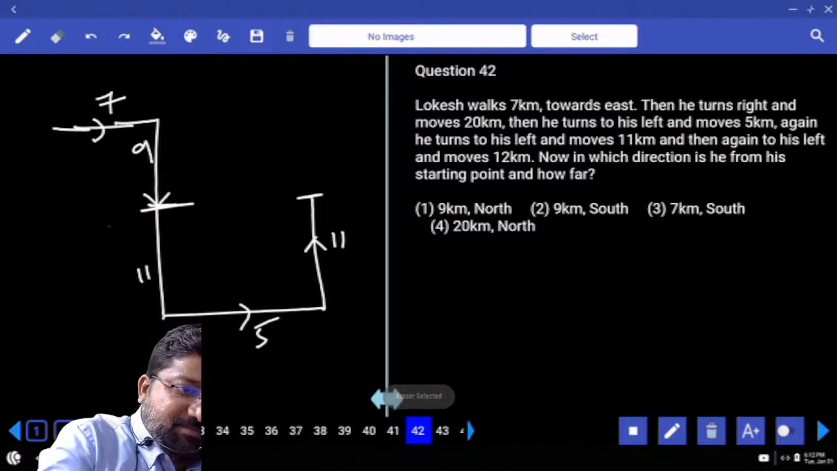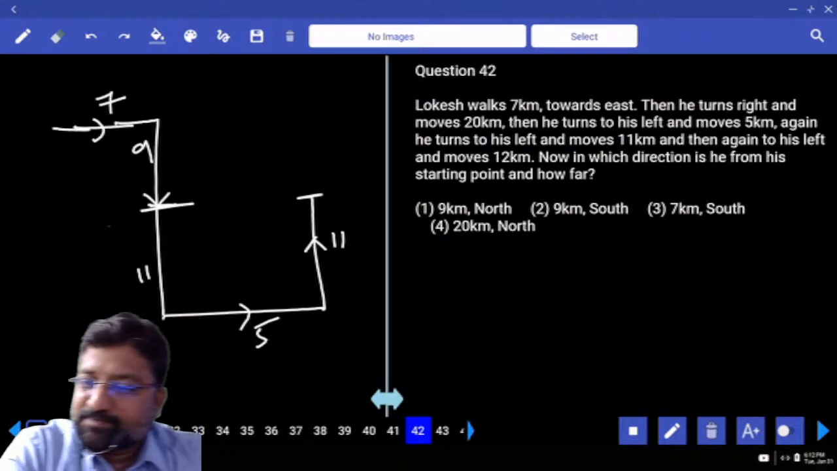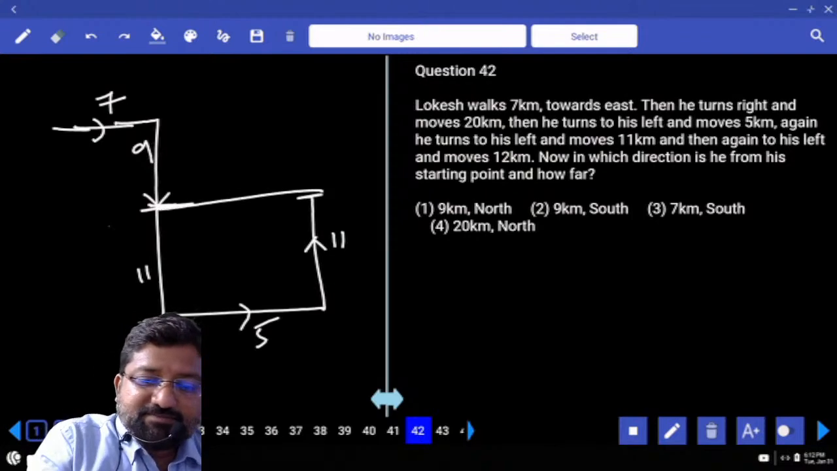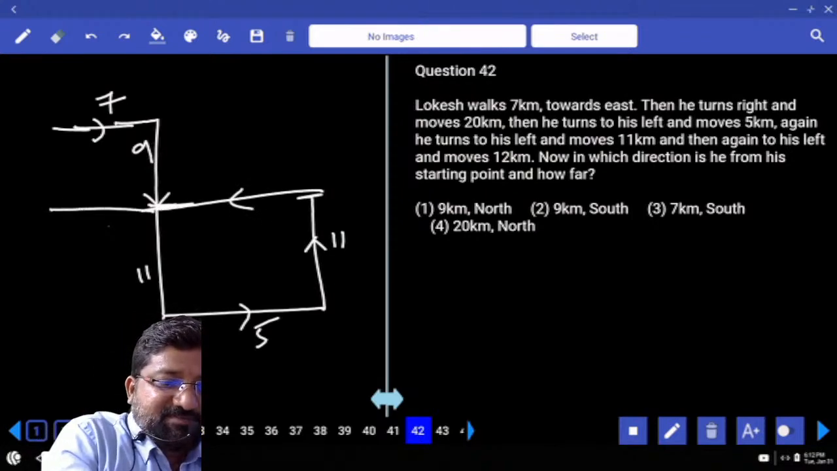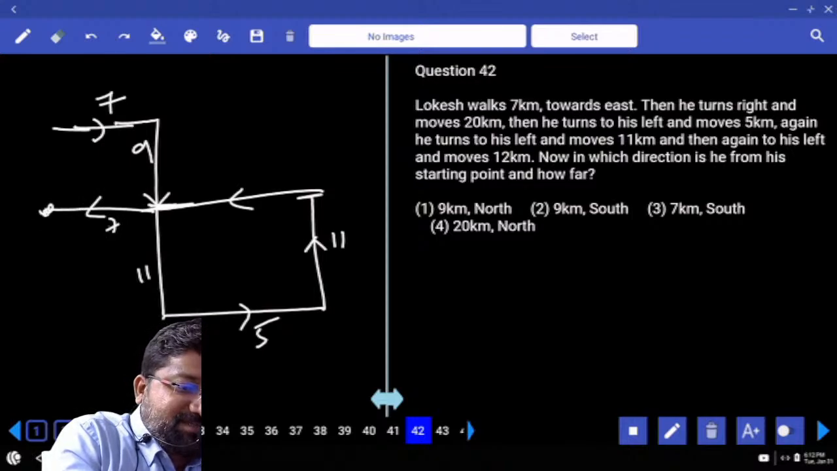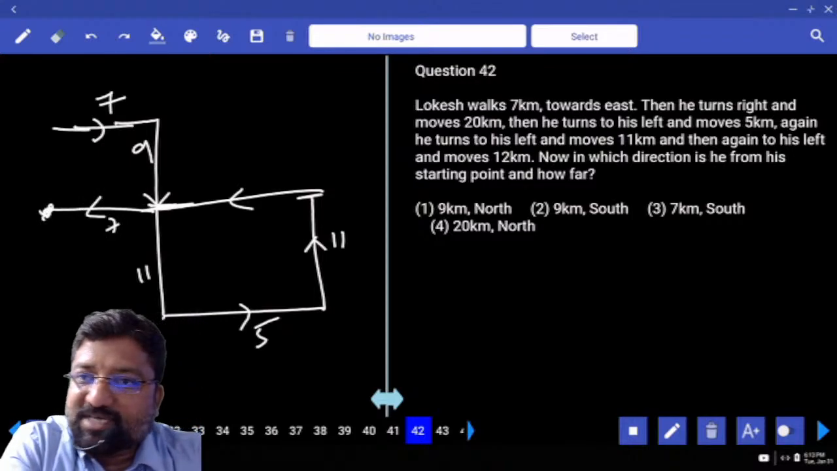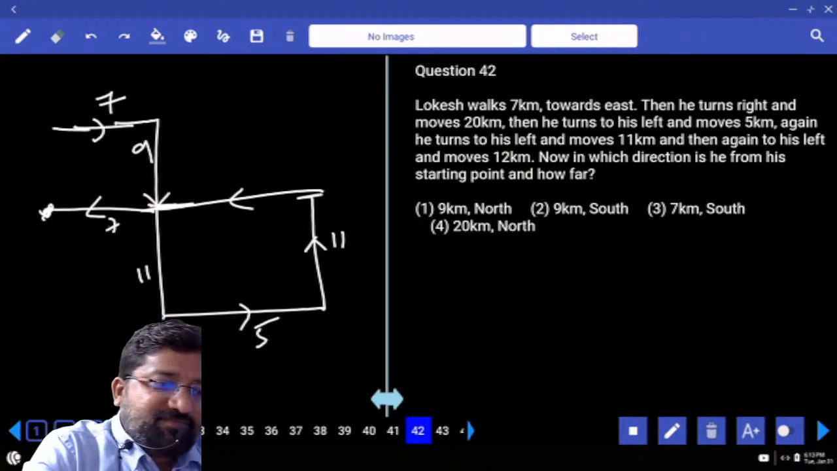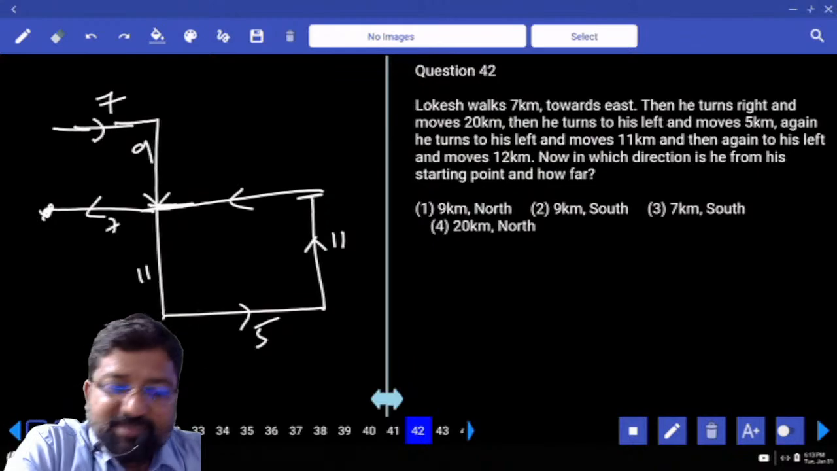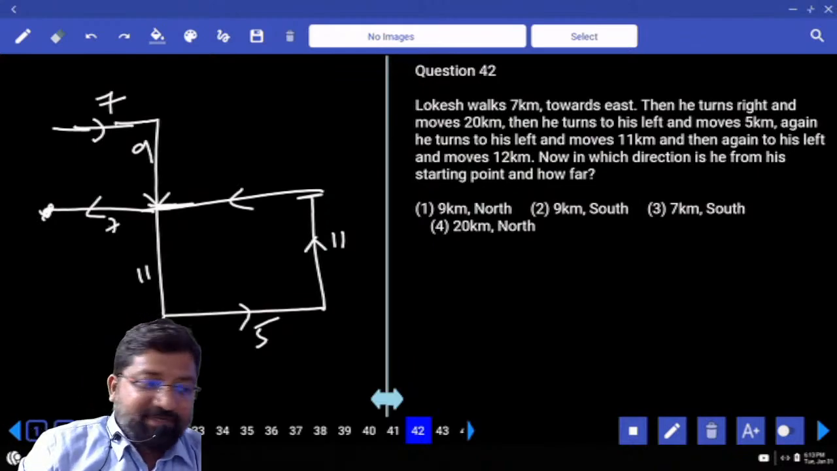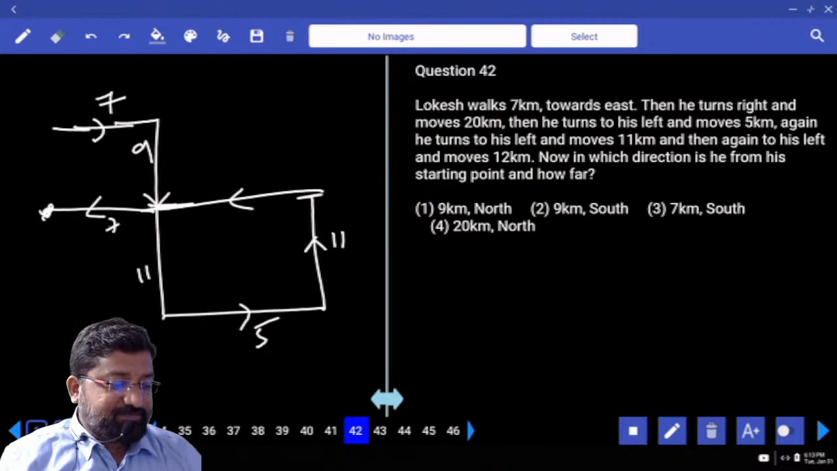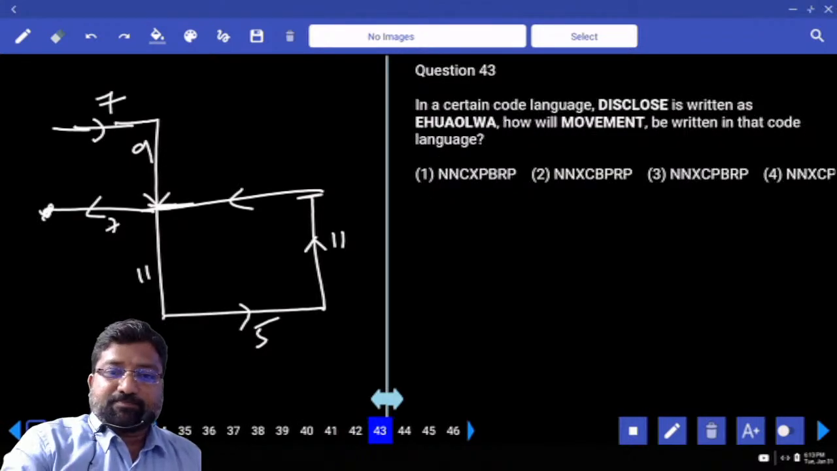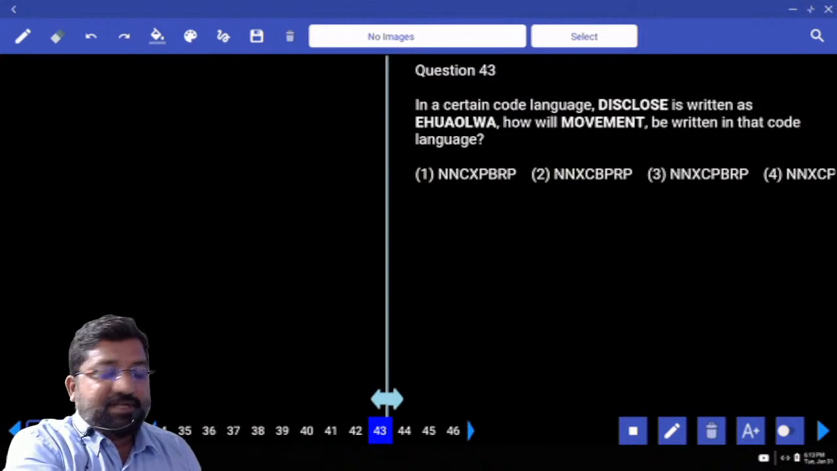I'll erase this 20. Then again he turns left and moves for 12. This is 5 and 7. I have to stop him exactly at this place, exactly parallel to his starting point. Now in which direction is he from his starting point? From the starting point it is south. And what is the distance? 9 meters south. Second option. Okay, let's go for the next one here.